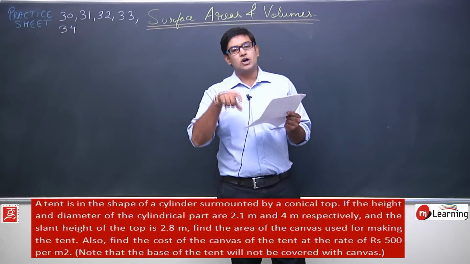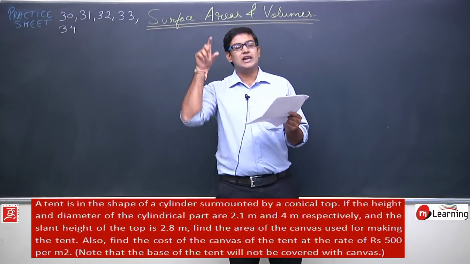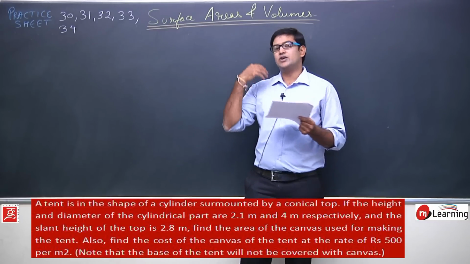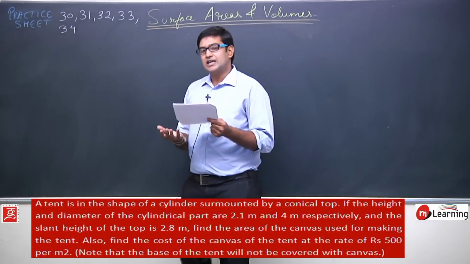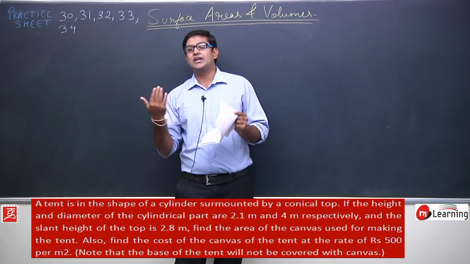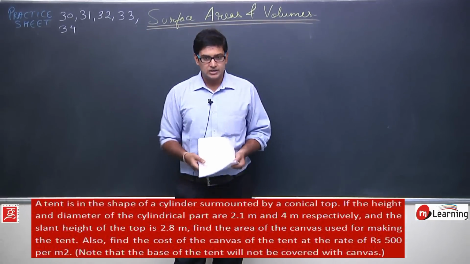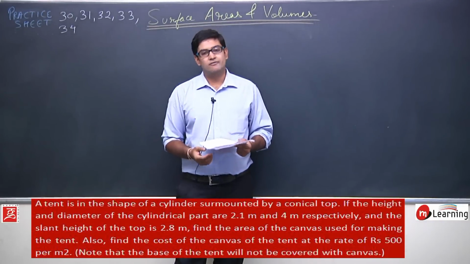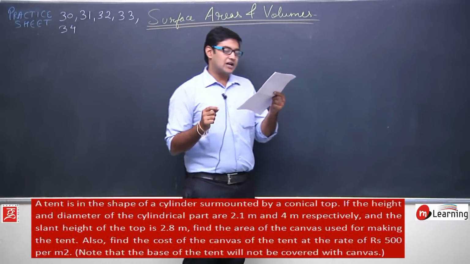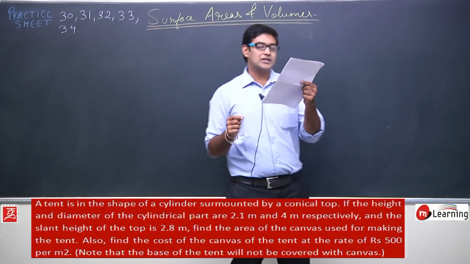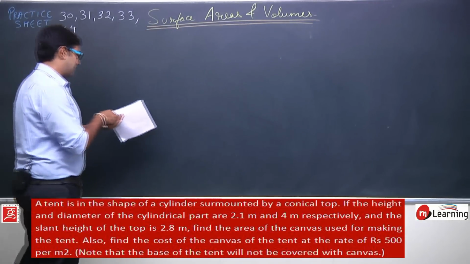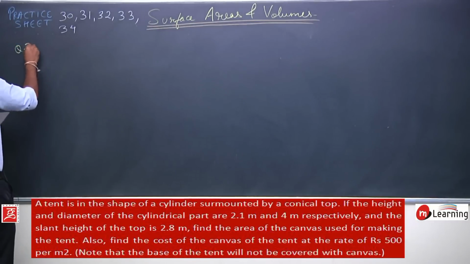So, at the top of that tent there is a conical top. The top of the tent is conical. So, just try to imagine the tent in a circus that is cylindrical in shape, its walls look like a cylinder, and you might have seen the top of that tent is a conical figure. So, it says for this particular tent the height and the diameter of the cylindrical part. Let us try to draw the diagram.